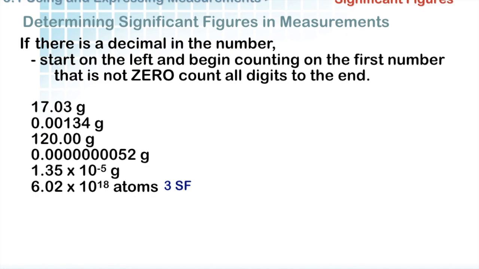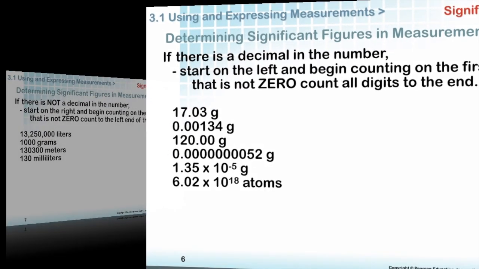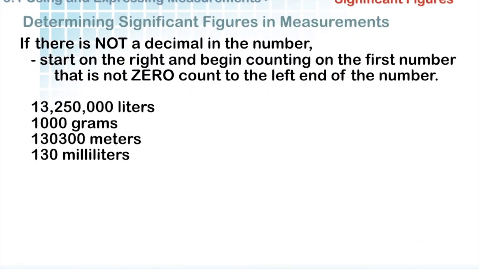So if you have a decimal, you find the first number that's not a 0, and you count from there to the end. That's how many significant digits. Now, what if there are no decimals in the number? So if there's no decimals in the number, like 13,250,000, 1,000, 130,300, 130 milliliters, sorry. If there's no decimal in the number, you don't start on the left, you start on the right, and when you hit your first non-zero, you continue counting to the left.